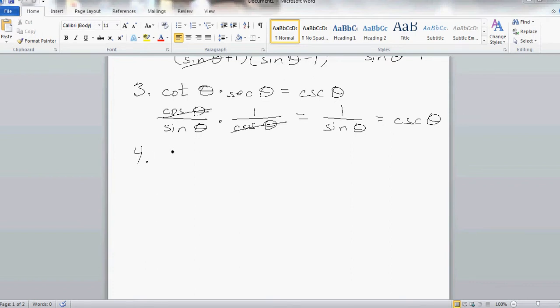Example number 4, cosecant squared of u minus cosine of u secant of u equals cotangent squared of u. Now, anytime I see a squared, that's probably going to tell me I'm going to want to deal with a Pythagorean identity. And so in this case, I'm going to take cosecant squared of u and rewrite that as cotangent squared of u plus 1, as allowed for in the identity.